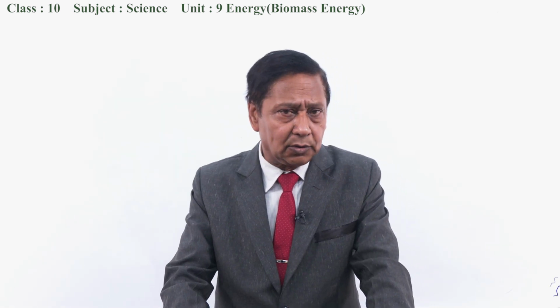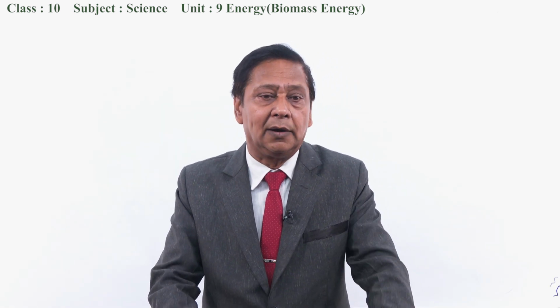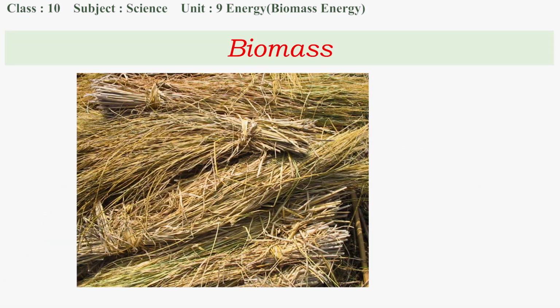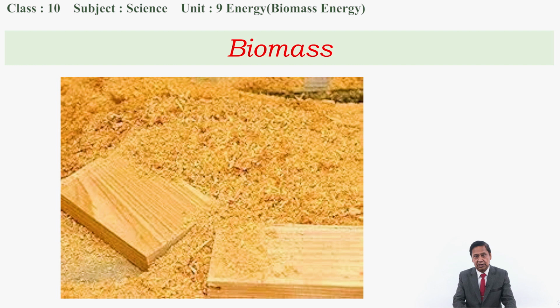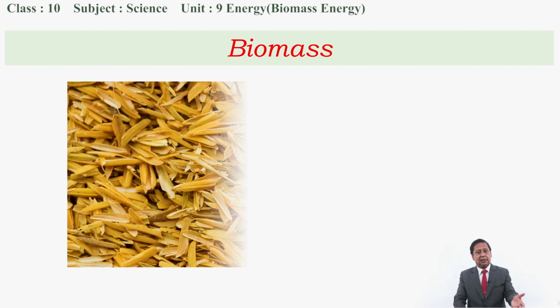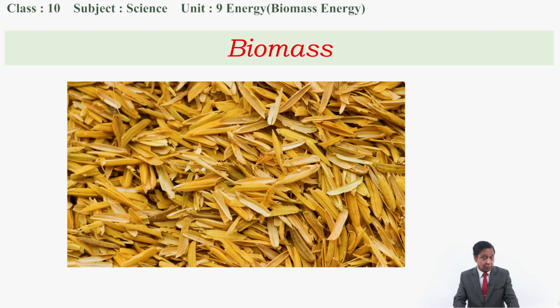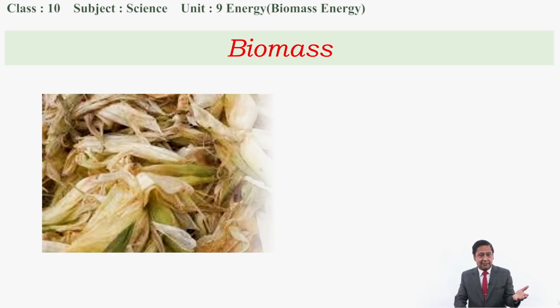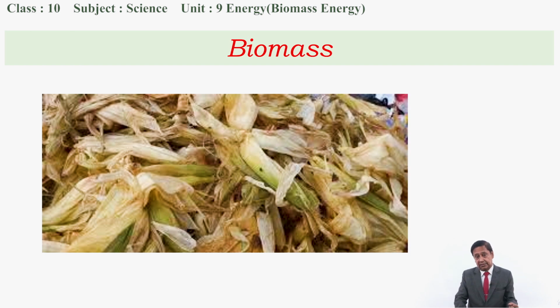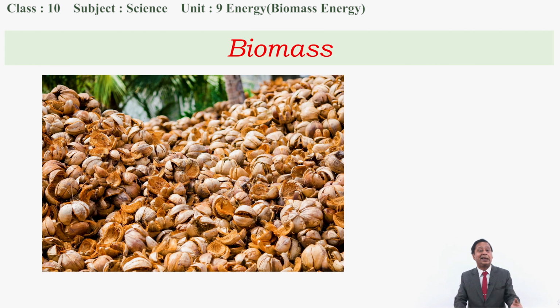Okay, now do you know what is biomass? All these are biomass. This is straw, which is one of the important biomass. This is sawdust. This is another biomass. And this is rice husk. It is another biomass. There are many biomass; I mean to say biomass is available in different varieties. This is maize husk. This can be used as biomass to get energy. And this is the shell of coconut. All these are available in the villages.